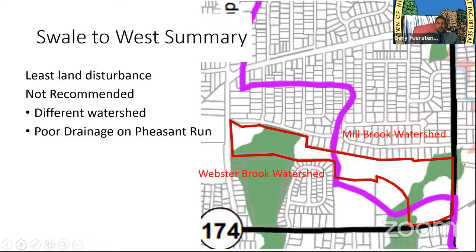And here, in this case, we're taking the water from the Millbrook watershed and dumping it into the Webster Brook watershed. Furthermore, why this is undesirable is that this western end of Pheasant Run already has existing drainage problems and poor drainage, and dumping any more water in there is just not a desirable solution. All right, next slide.